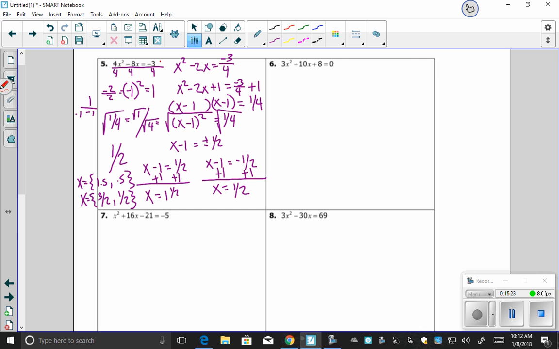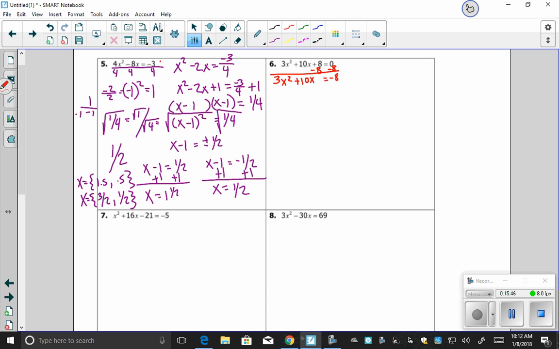Number 6. First, I have to get it to where all my x's are on one side. So that means I have to subtract 8 from both sides, so that I get 3x squared plus 10x equals negative 8. So this is putting all the steps together.